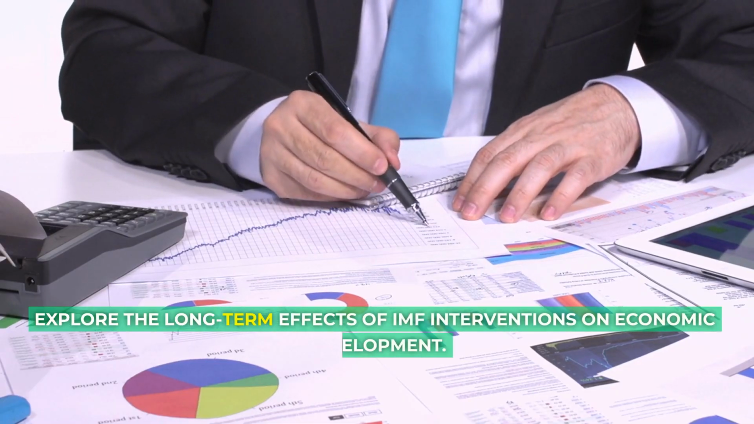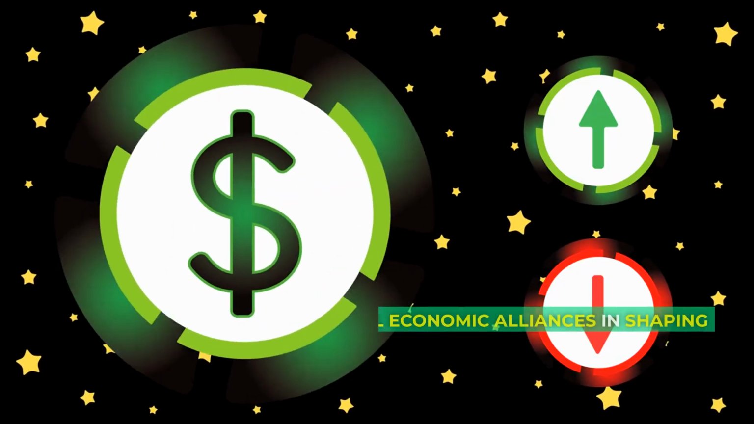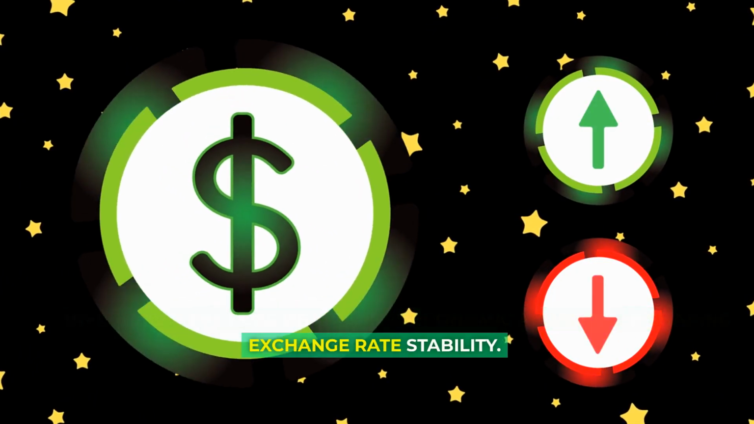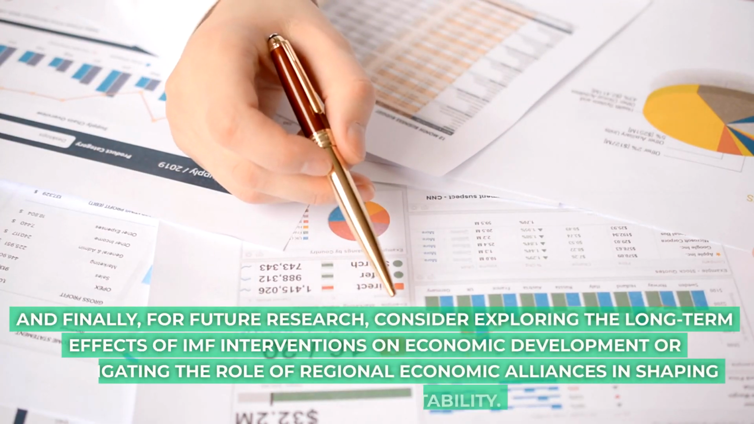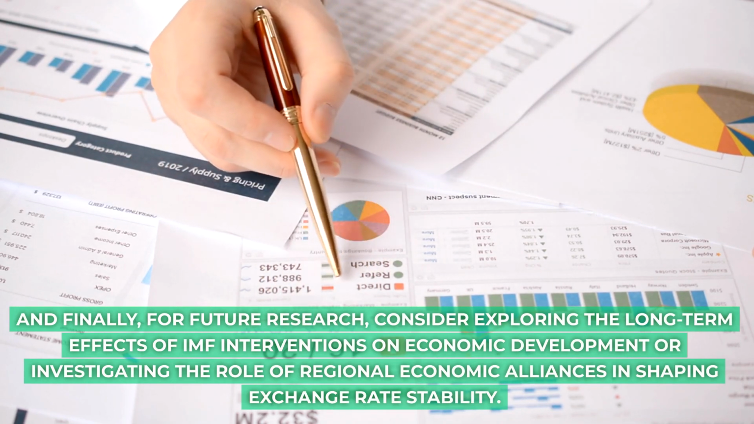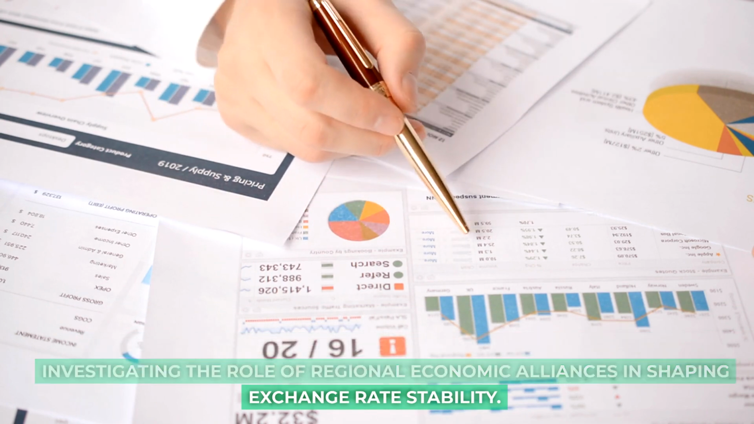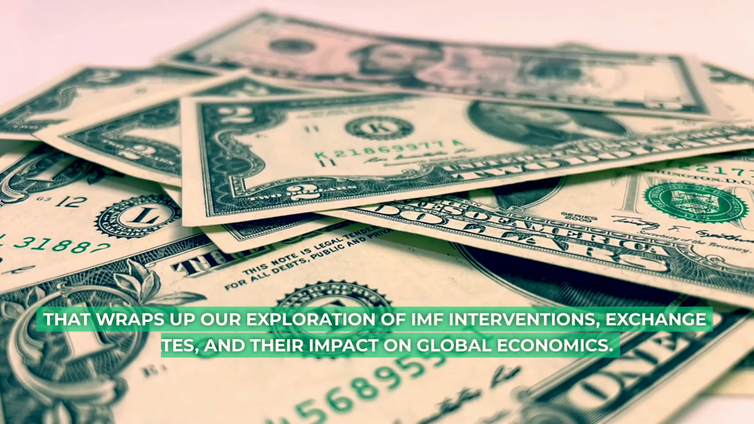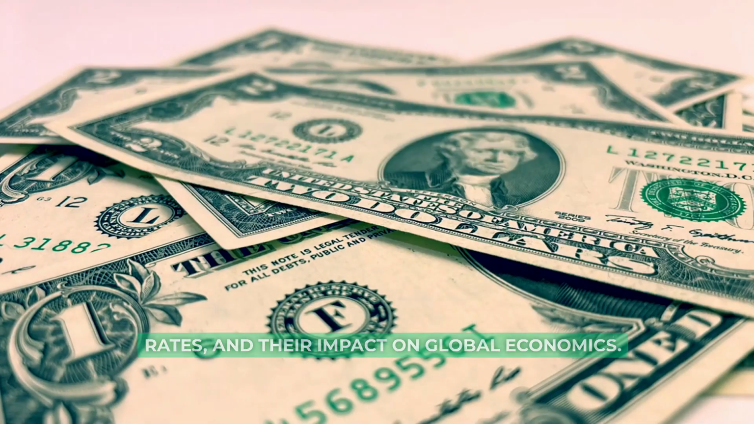Suggestions for future research. Explore the long-term effects of IMF interventions on economic development. Investigate the role of regional economic alliances in shaping exchange rate stability. And finally, for future research, consider exploring the long-term effects of IMF interventions on economic development or investigating the role of regional economic alliances in shaping exchange rate stability. That wraps up our exploration of IMF interventions, exchange rates, and their impact on global economics.